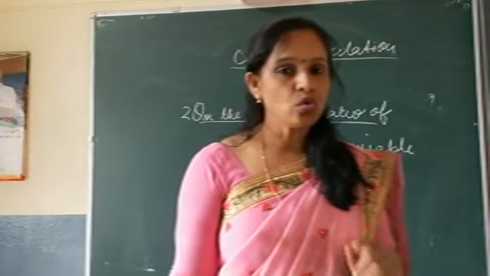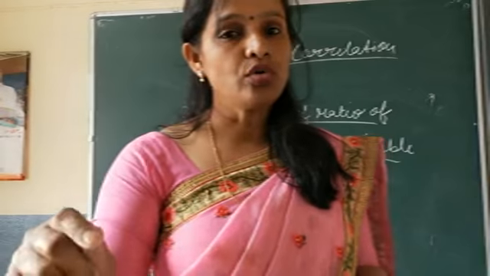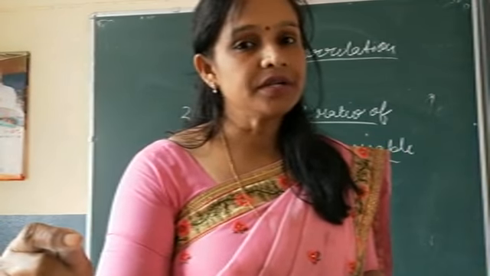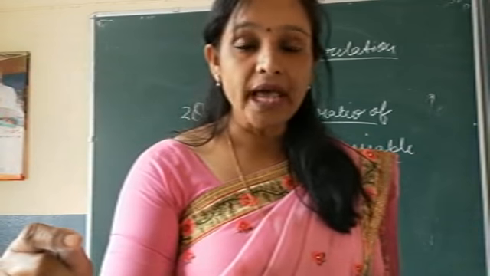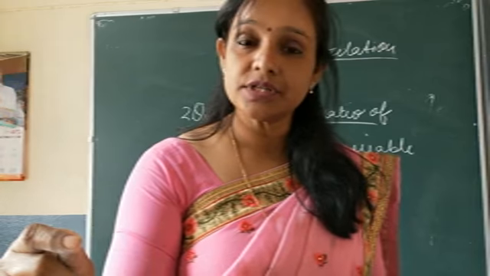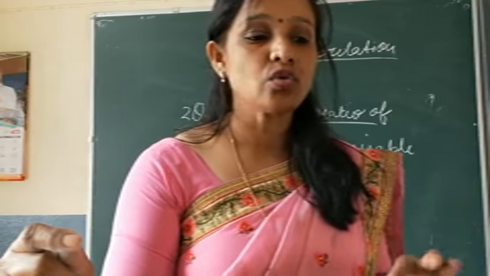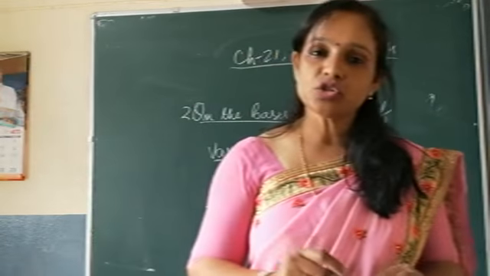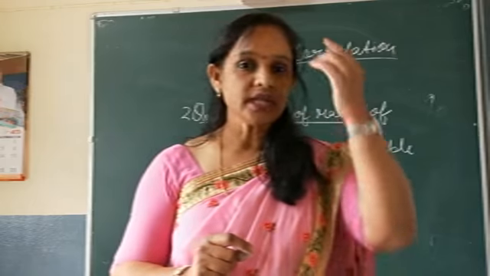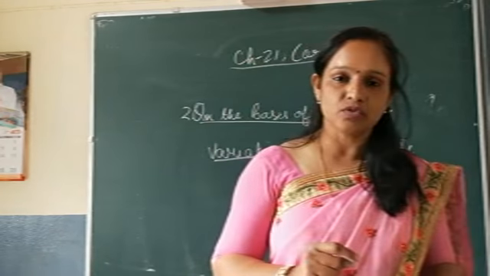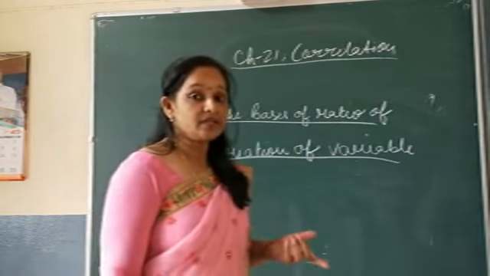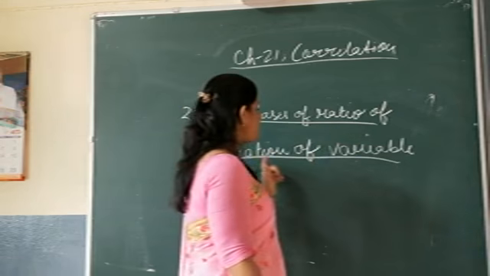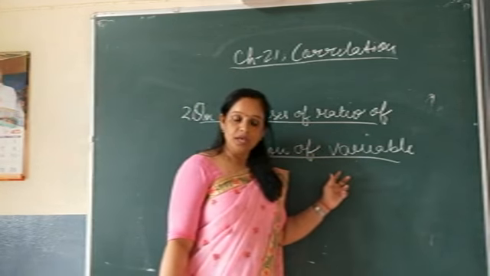Yesterday I started the correlation chapter, and I explained the meaning of correlation and started the types of correlation. I completed the first type, that is correlation on the basis of direction of change. On the basis of direction of change there are two types, positive correlation and negative correlation. Today I have to start the second type of correlation, that is on the basis of ratio of variation of variable. Is it clear?